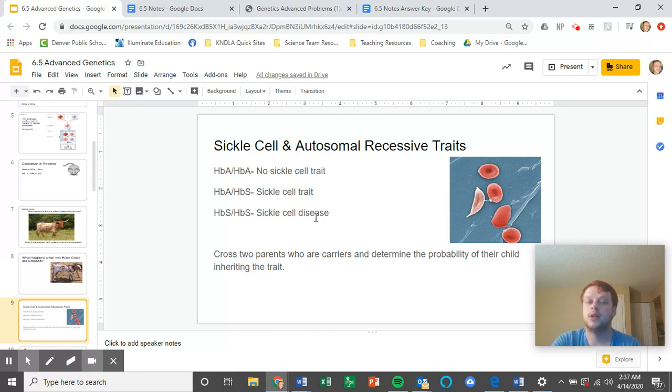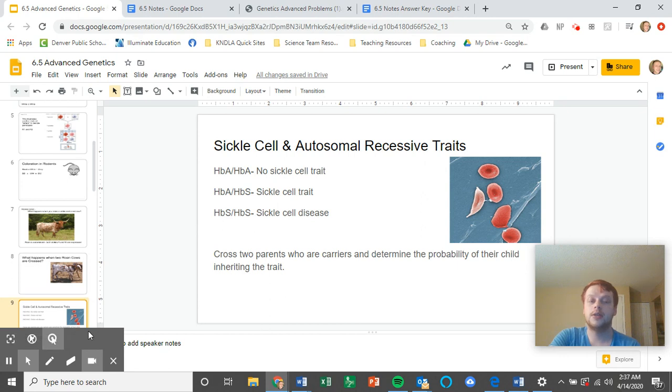but they don't have the disease associated with it. So in your notes, you have a place for you to cross parents who are carriers and determine the probability of their child actually inheriting this trait. Remember, to inherit it, they have to have both lowercase copies. Let's take a second, answer that question, and then we'll go over the results.